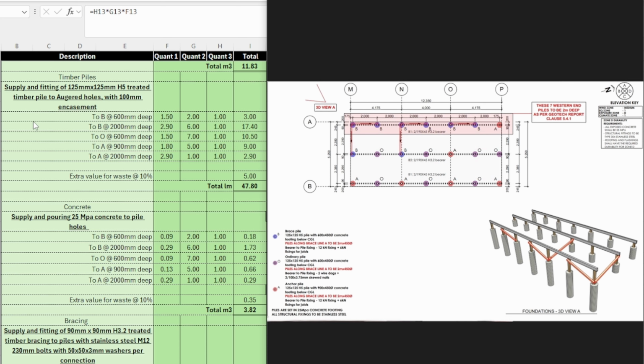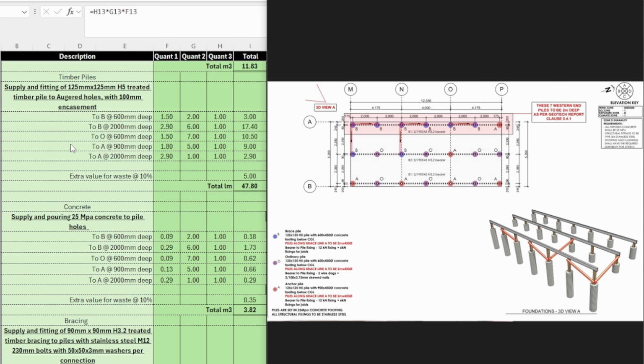So what we do is we take the depth of the hole, and we also know we're going to add a meter onto it, so should be 1.6 meters, but we need to take off 100 mil for the encasement. So all we're doing is adding 900 mil to the 600 mil here, which will give us 1.5. And we know there's 2 of them, and we just times that by 1. And with the 2 meter one, we are adding 900 mil, and there's 6 of those, and there's just 1. And with the ordinary piles at 600 mil, again, we're just adding 900 mil, there's 7 of those, times 1.